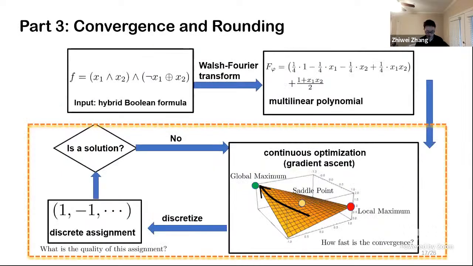So here comes the last part, and I believe that in this part, a lot of questions can be raised. For example, can we say anything about global maximum, saddle points, or local maximum? Or how fast is the convergence? Or after we discretize the convergent point, what is the quality of this assignment? So let's answer these questions regarding convergence and rounding.